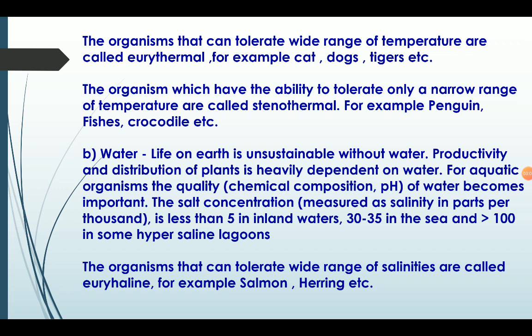Salt concentration is less than 5 in inland waters, 30 to 35 in the sea, and more than 100 in some hypersaline lagoons. The organisms that can tolerate a wide range of salinities are called euryhaline. For example, salmon and herring.